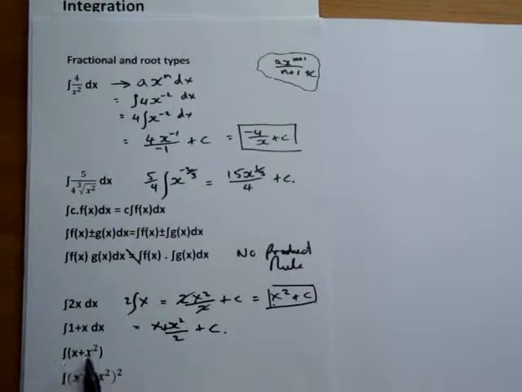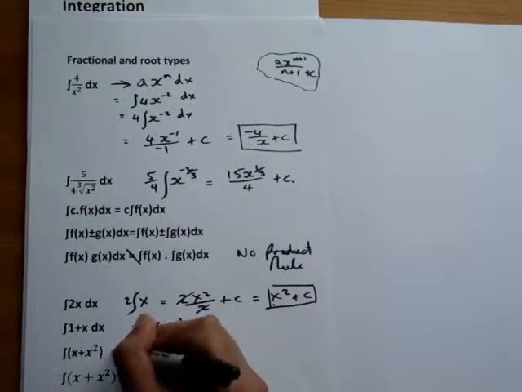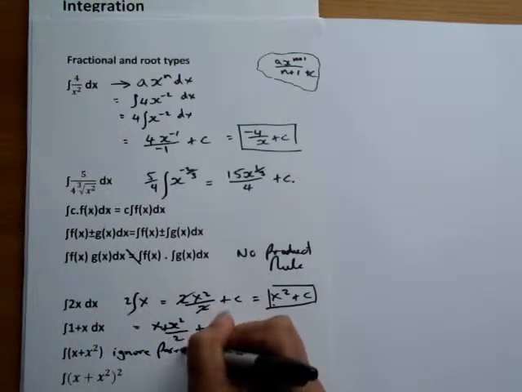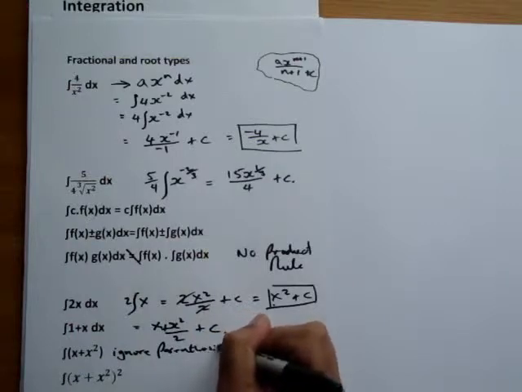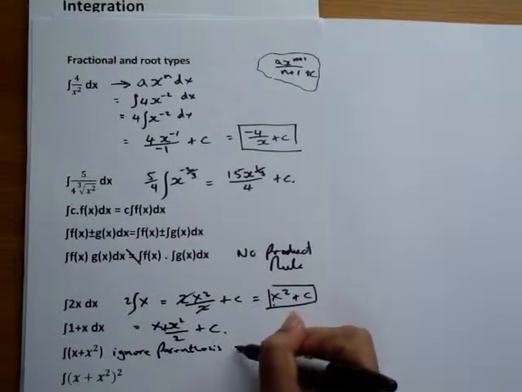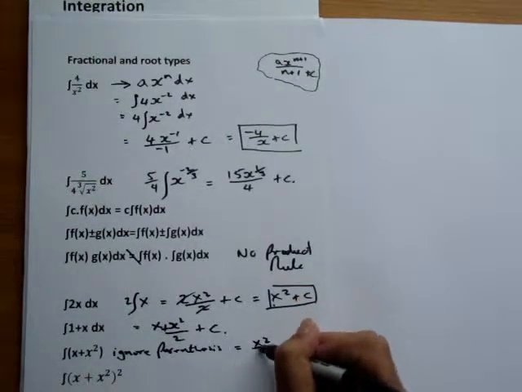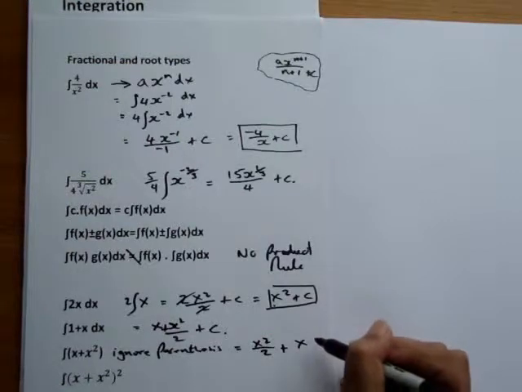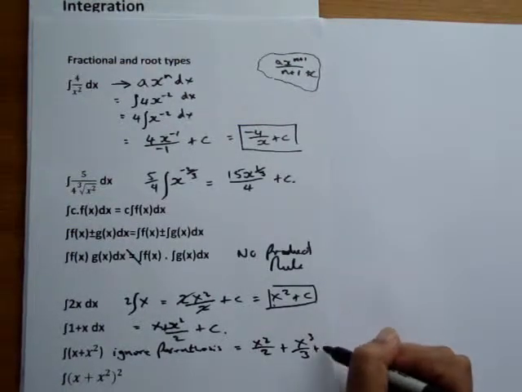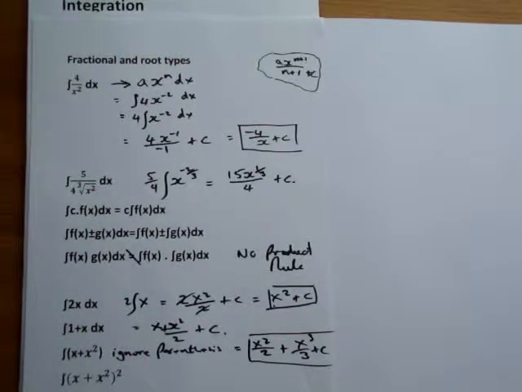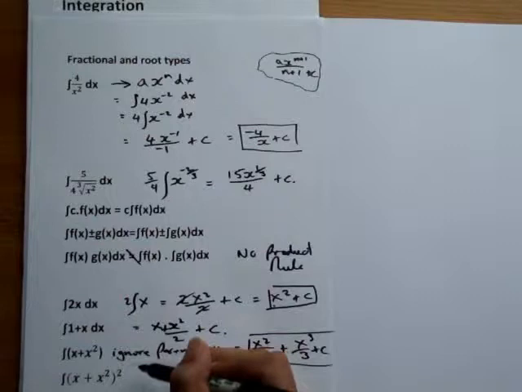Where we have x plus x squared in parentheses, we can ignore the parentheses. And this simply, again, split the two functions, becomes x squared over 2 plus x cubed over 3 plus c. Where we have the brackets, whatever's in the brackets, squared. Now how do we do this? Well, we can FOIL.